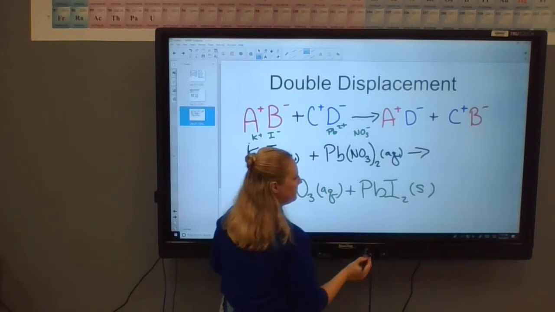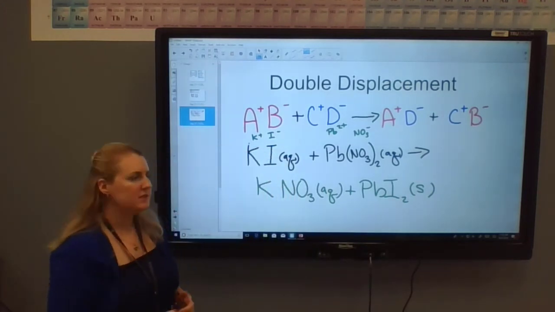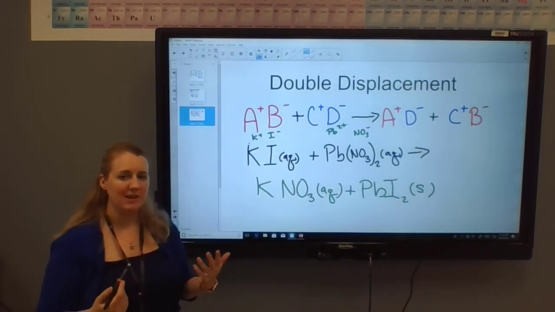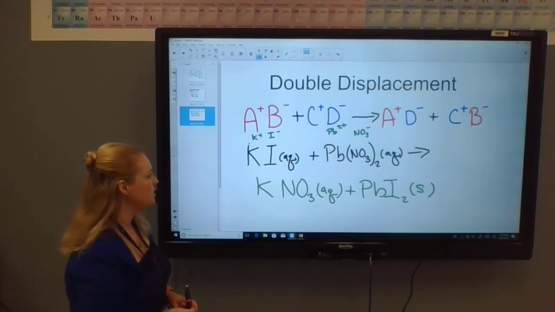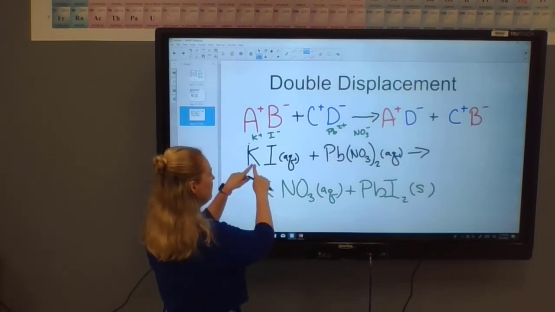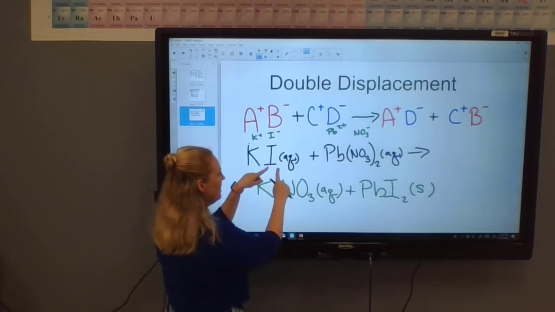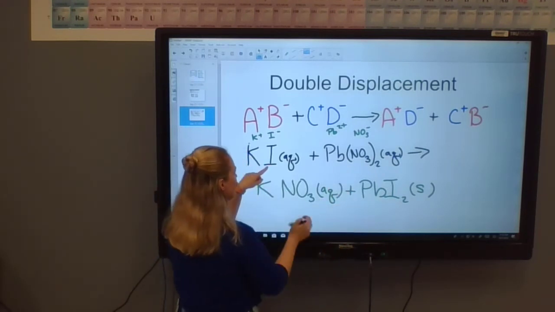Last step of this molecular equation is making sure everything is balanced. So going back to what we learned in chapter 3 about balancing equations. If I have 1 iodide on the reactant side, but 2 on the product side, I'm going to need to put a 2 out front here.